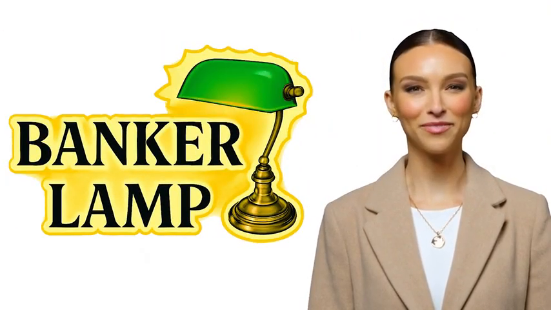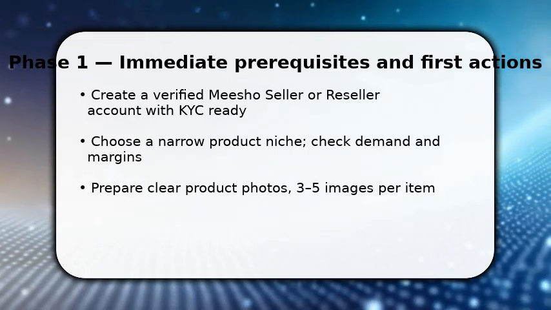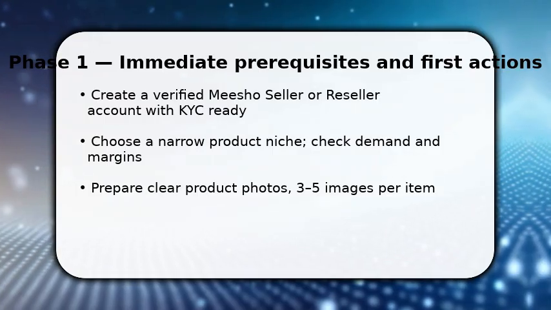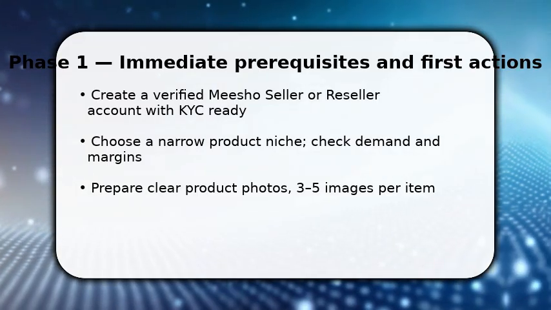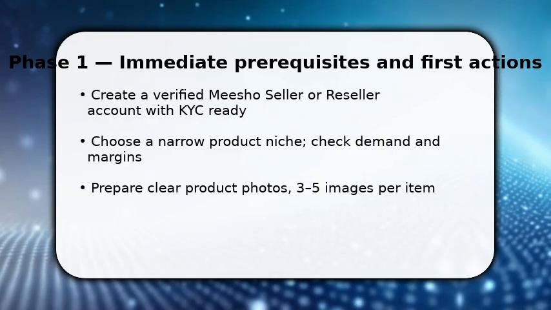Please enjoy the video. You open Meesho and register as a seller or reseller. Make sure KYC documents are scanned and accurate. Start by selecting one focused niche. This lowers competition and speeds learning. Once done, list 10 high-potential SKUs with crisp photos and clear titles.